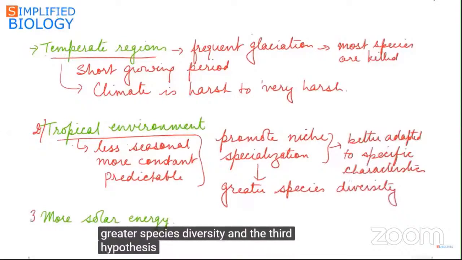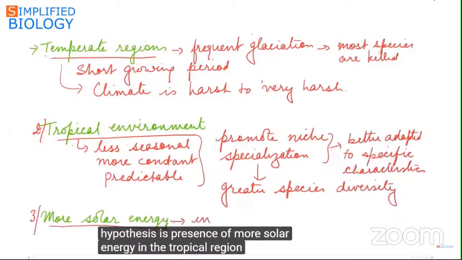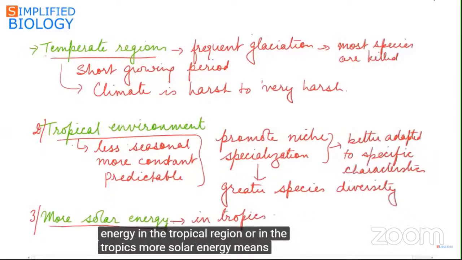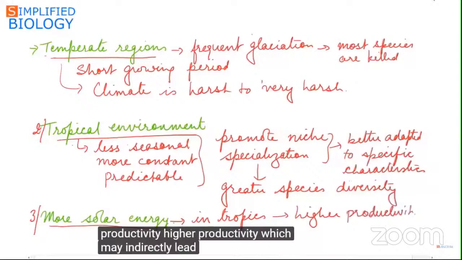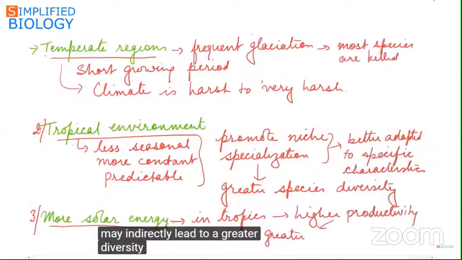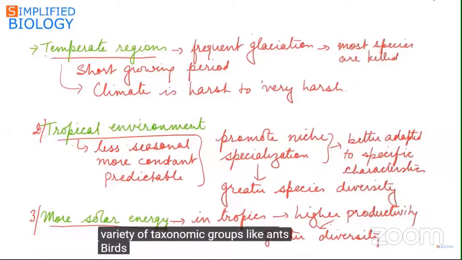And the third hypothesis is presence of more solar energy in the tropical region or in the tropics. More solar energy means higher productivity, which may indirectly lead to a greater diversity. Now, this is seen in a wide variety of taxonomic groups like ants, birds, butterfly, moth, etc.